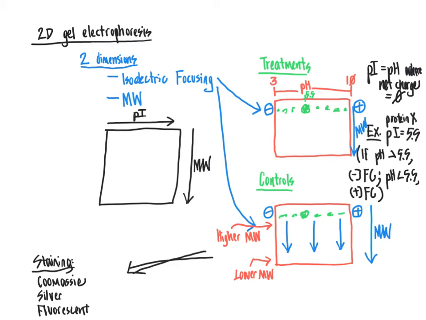So at that point, once the samples have been stained, you would see, for example, in the case of a Coomassie stain, that your gel would look something like this, or gels would look something like this.